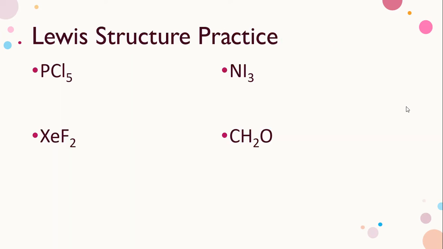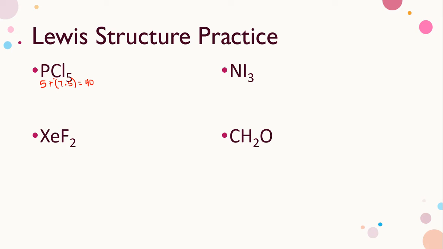So let's do a couple examples on our own. Here we have Lewis structures. Phosphorus is in group 5. Chlorine is in group 7, but there's 5 of them, so 7 times 5. And this gives me a total of 40.